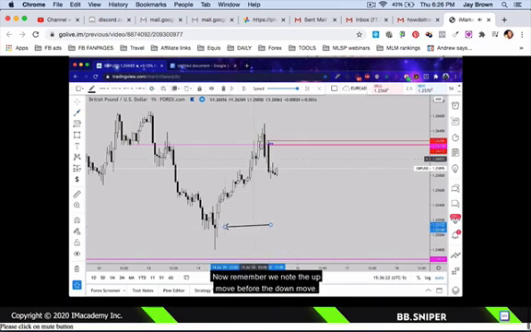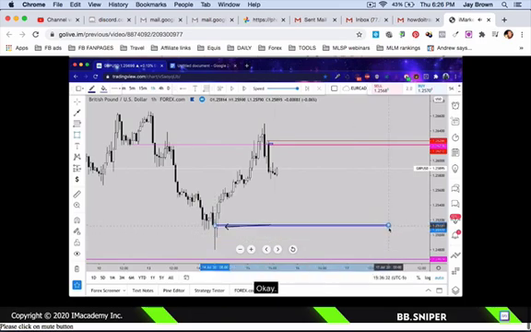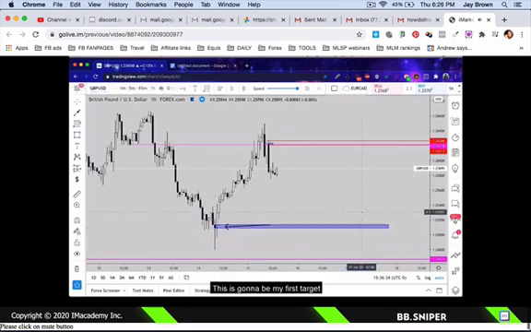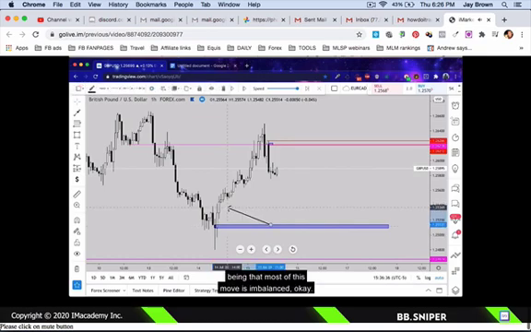Now remember, we note the up move before the down move. We also note the down move before the up move. We're simply going to take this, there's the body, and we're going to draw this out. This is going to be my first target, being that most of this move is imbalanced. Granted, we did trade about 50% down. I'd like to see us trade back into this area once more though.